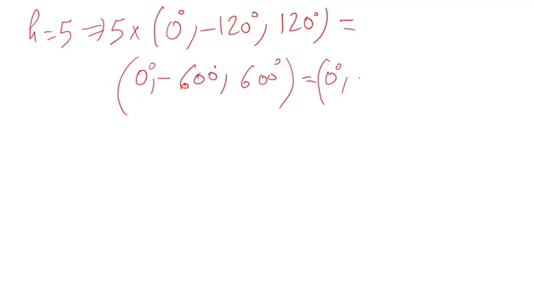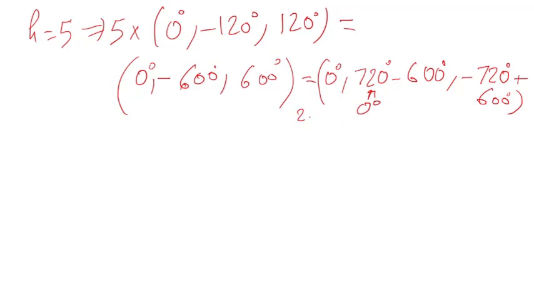So I can write this as 720 degrees minus 600 degrees, and I'll explain why I did that. The other one I can write as minus 720 plus 600 degrees. Notice here I added 720 because I know that's an equivalent of 0 degrees, because 2 times 360 degrees is 720, which is the same.